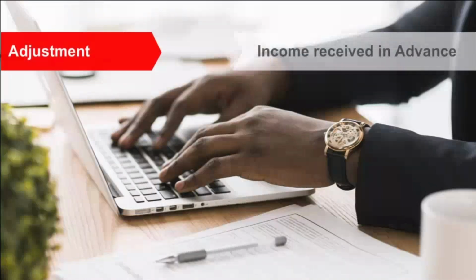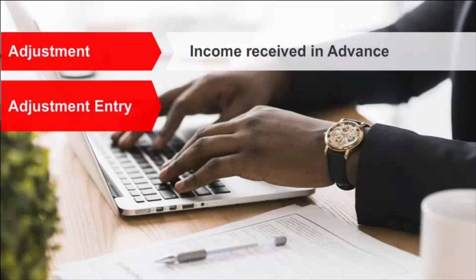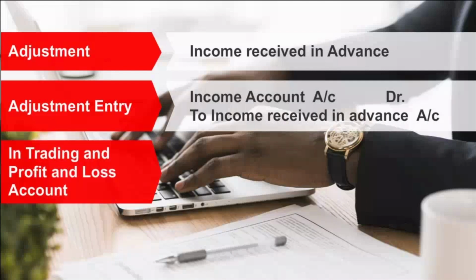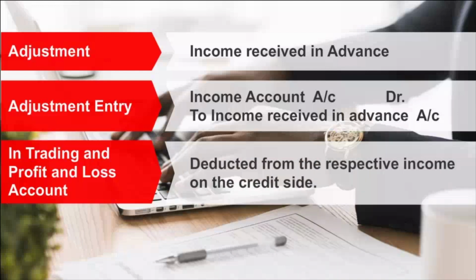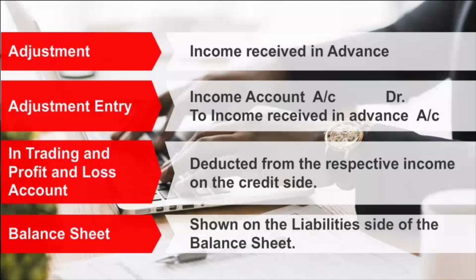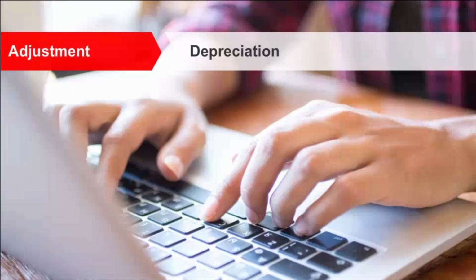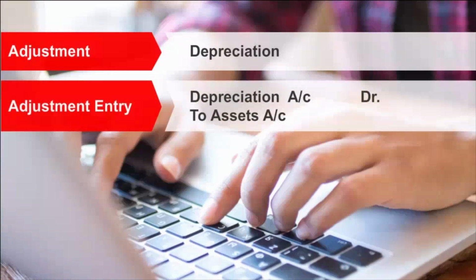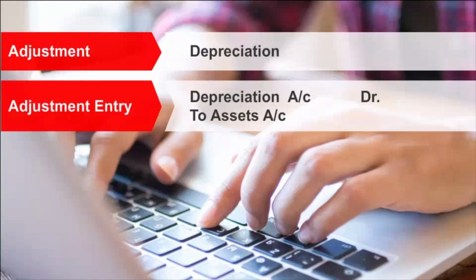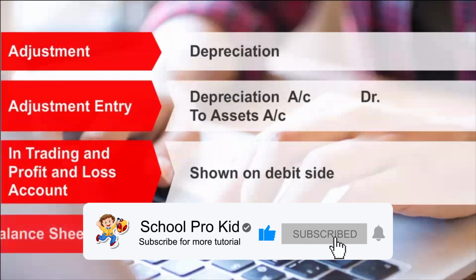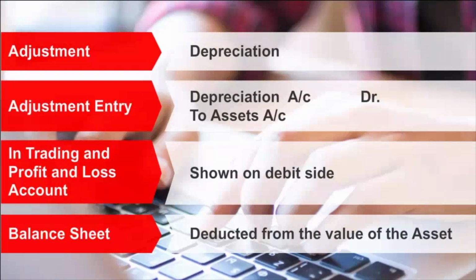Adjustment: income received in advance. Adjustment entry: income account debited to income received in advance account. In trading and profit and loss account, deducted from the respective income on the credit side. Balance sheet: shown on the liabilities side. Adjustment: depreciation. Adjustment entry: depreciation account debited to assets account. In trading and profit and loss account, shown on the debit side. Balance sheet: deducted from the value of the asset.